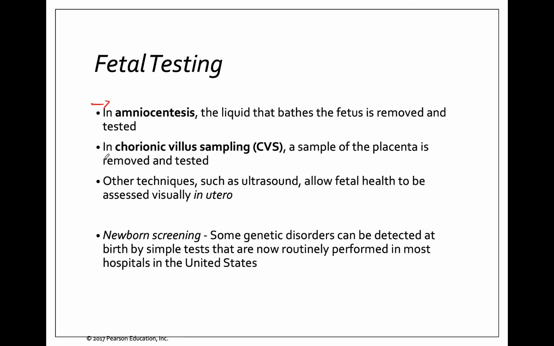Both of those, while very informative, do carry a slight risk of miscarriage, of damage to the baby and the pregnancy. Most other techniques like ultrasound and maternal blood draw are usually just done visually in utero. When a baby is born, they take a ton of blood samples, and then they do tests for other genetic disorders at that point. And then there are other genetic disorders that are tested for throughout life as children age.